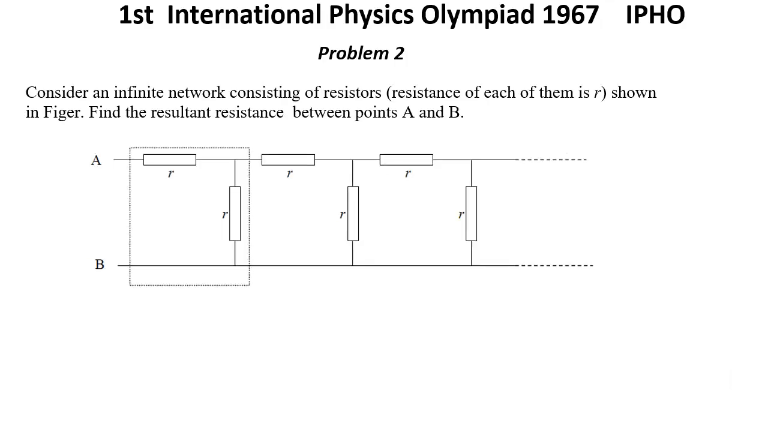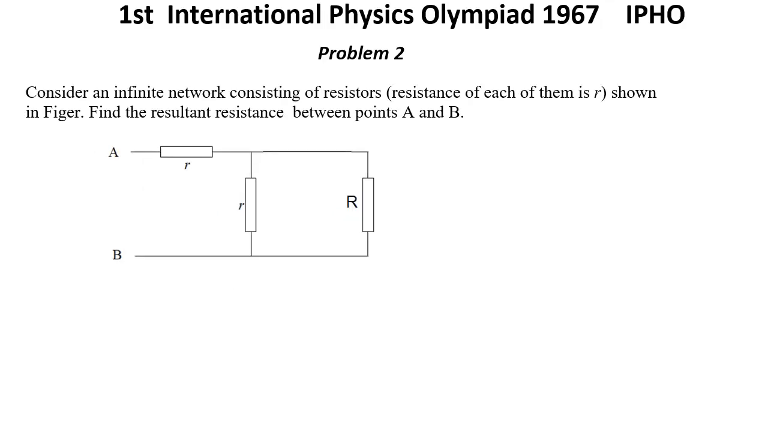Solution. It's easy to remark that after removing the left part of the network shown in this figure with dotted square, then we receive a network that is identical with the initial network. It is a result of the fact that the network is infinite. So we can replace this network by this one, where big R is our resistance between points A and B. So for such a connection we have equation this one, which is quadratic to big R. That will be this one.